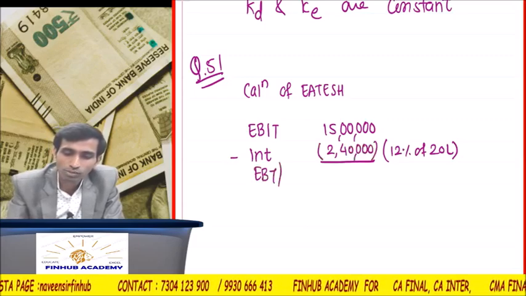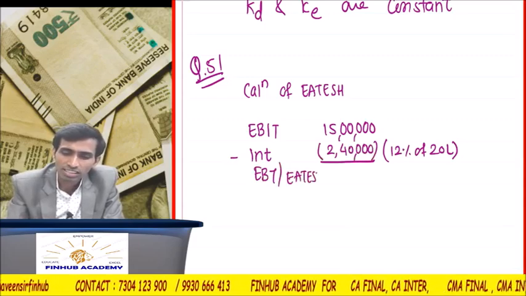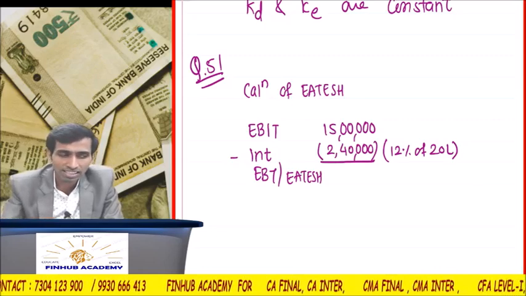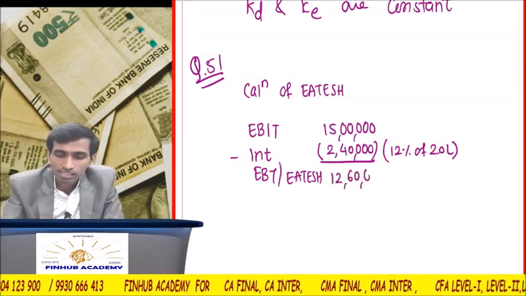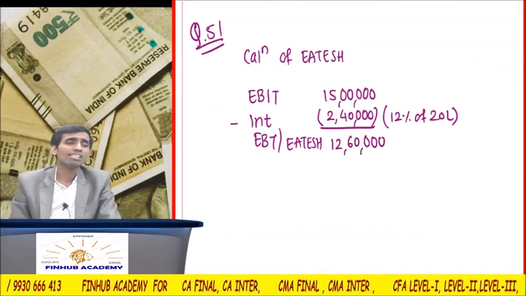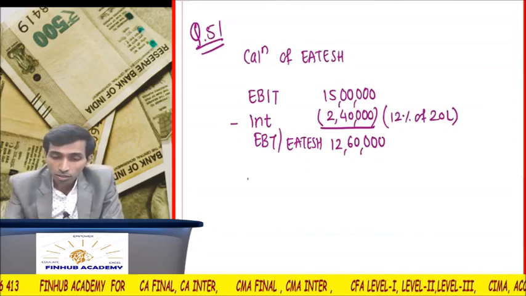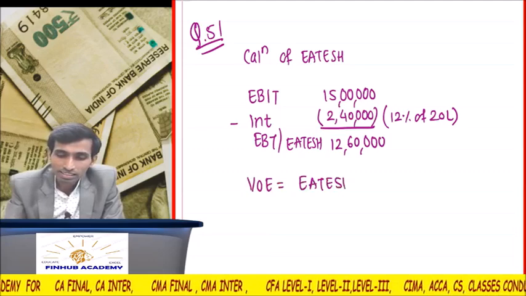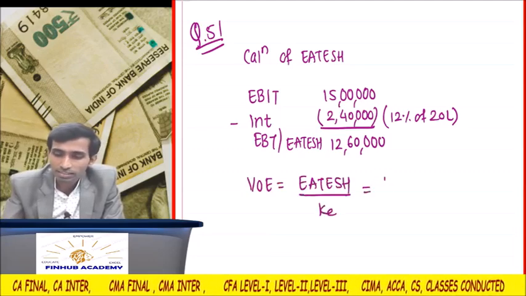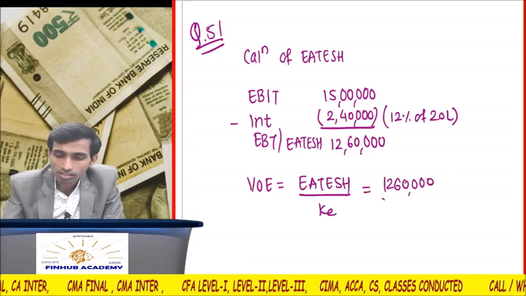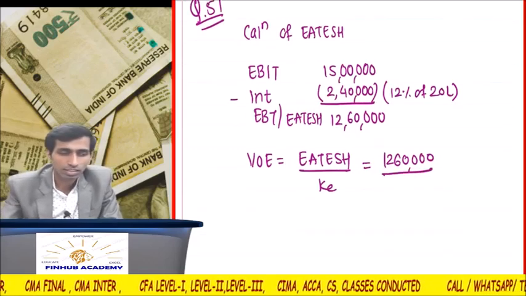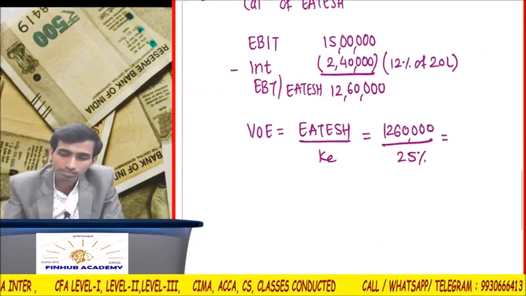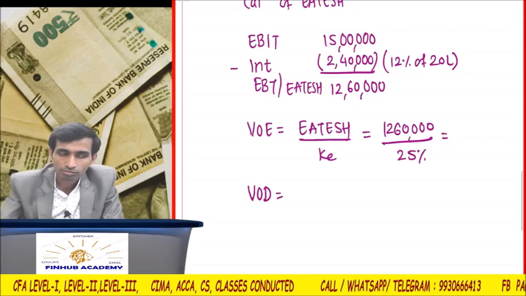So the answer is EBT, which you can also call EBT, because the assumption is there is no preference and no tax. So EBT is 12 lakh 60,000. Understood? How do we calculate the value of equity? EBT divided by KE. Is KE given? Yes, 25%. Give me the value of equity: 50 lakh 40,000.